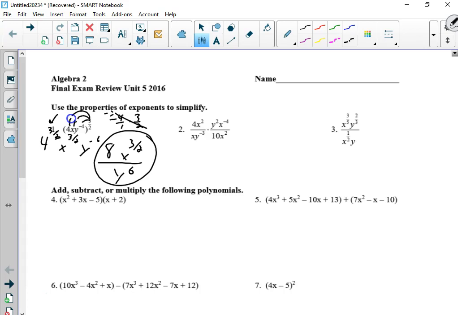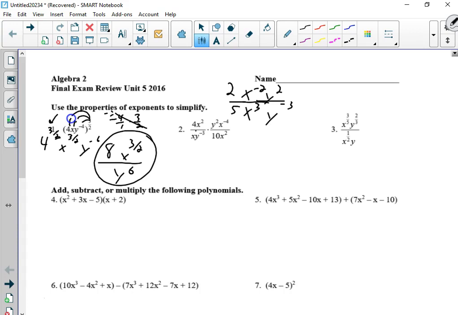Number 2. We've talked about this before. There's a lot of different ways to go about this. You can simplify, then multiply, or multiply, then simplify. I personally like to simplify first. So on the top, I have x to the 2 and x to the negative 4. Well, that's going to give me x to the negative 2 on top and y to the 2 on top. On the bottom, I have x to the 1 and x to the 2. That's going to give me x to the 3. And I have this y to the negative 3 on the bottom. And then I have 4 over 10, which is going to reduce to 2 over 5.